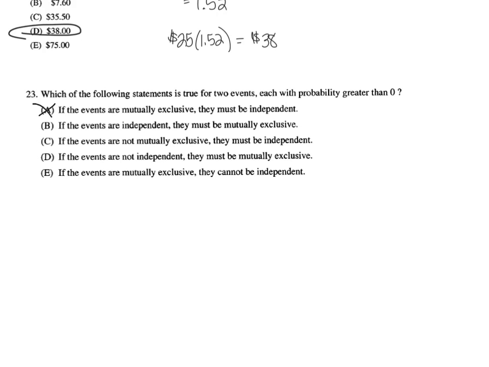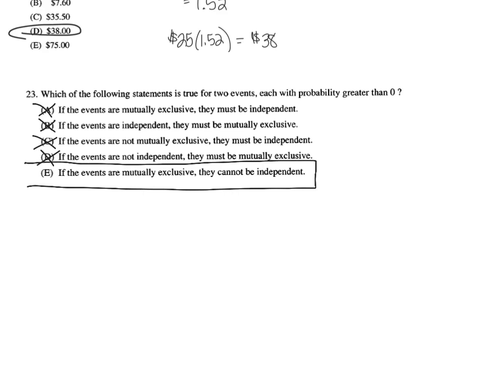If the events are independent, they must be mutually exclusive. Again, no, that doesn't mean that they have to be mutually exclusive. If the events are not mutually exclusive, they must be independent. Again, no, they don't really have a correlation. If the events are not independent, they must be mutually exclusive. No. If the events are mutually exclusive, they cannot be independent. So if they are mutually exclusive, which means they don't happen at the same time, that means that they can't be independent of each other.